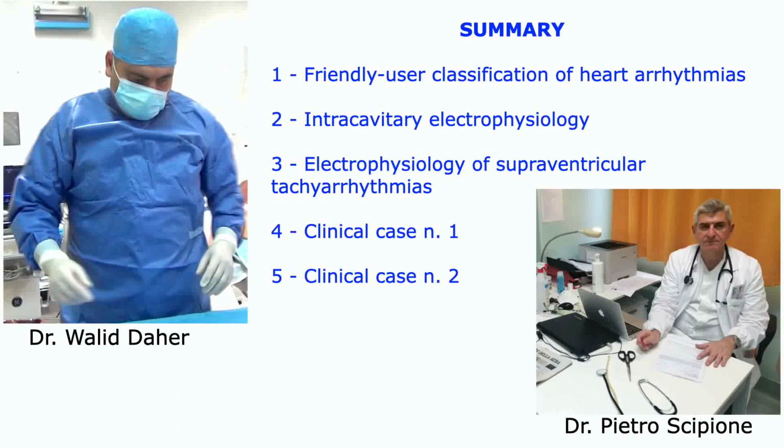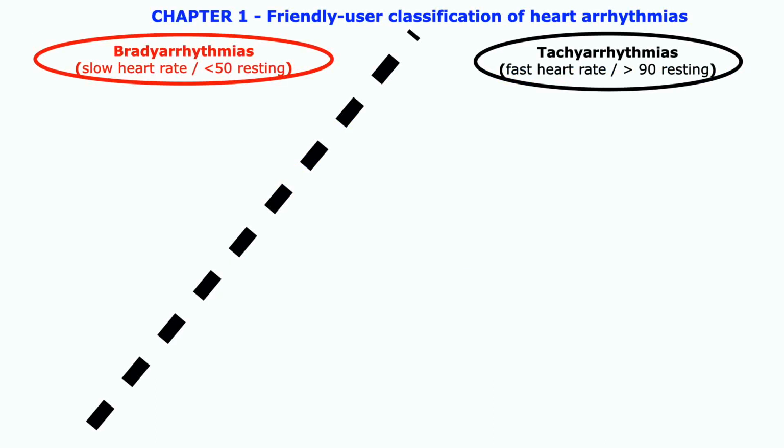Heart arrhythmias are divided into bradyarrhythmias, heart rate below 50 per minute when awake and 40 when asleep, and tachyarrhythmias, heart rate higher than 90 at rest.